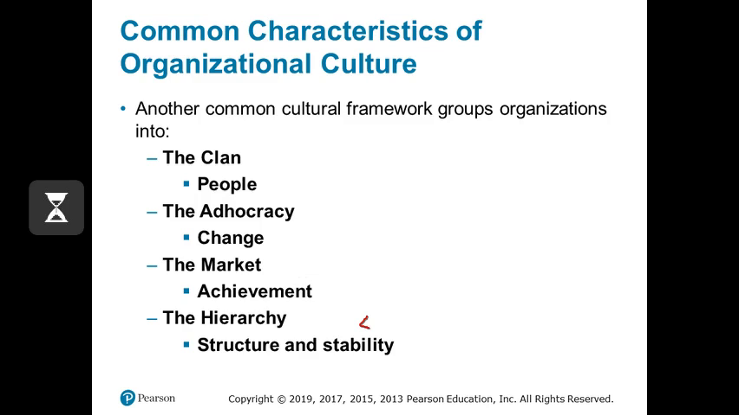And then finally we have the hierarchy. All right. And the hierarchy is focused on structure and stability. All right. And this one, again, this might have a little bit of overlap with adaptability as well, although not quite as much overlap as we saw when we looked at the autocracy.